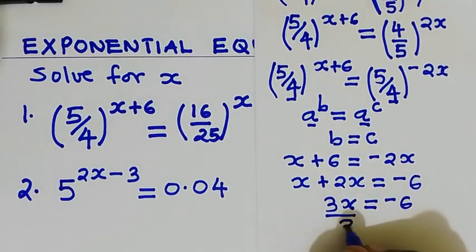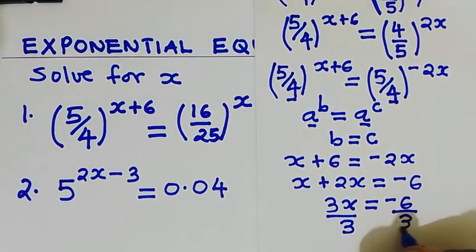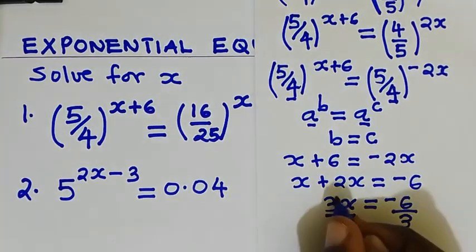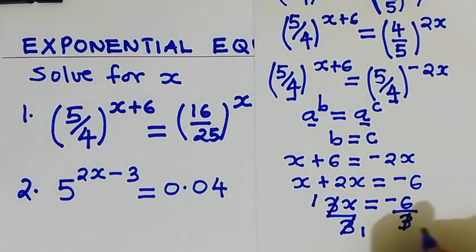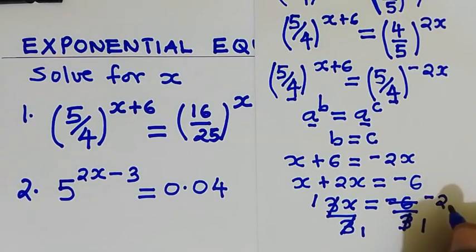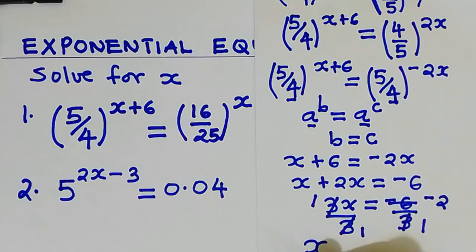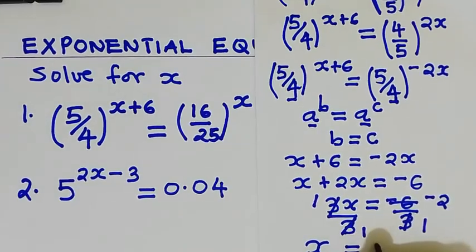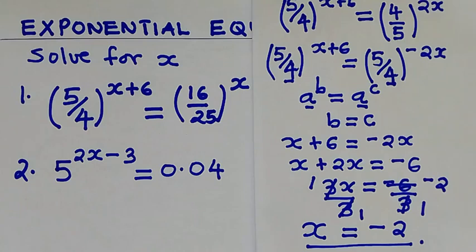I'll divide by 3. By 3, 1. By 3, I get 1. By 3, we get minus 2. So, the value of x is equal to minus 2.